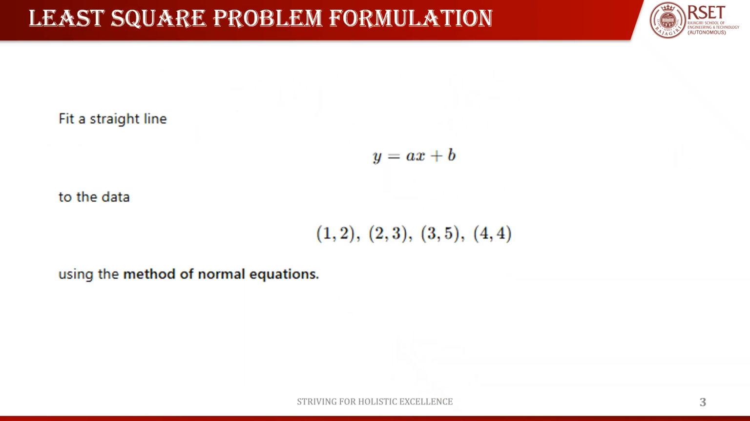We'll just do one problem now. Suppose you are asked to fit the straight line y = ax + b to the data (1,2), (2,3), (3,5), (4,4) using the method of normal equations. So you know the normal equations: you need summation yi = a into summation xi + nb, and also summation xi yi = a into summation xi square + b into summation xi.